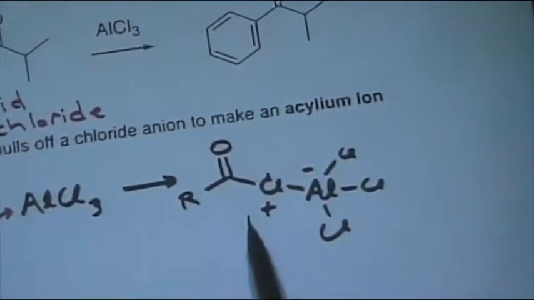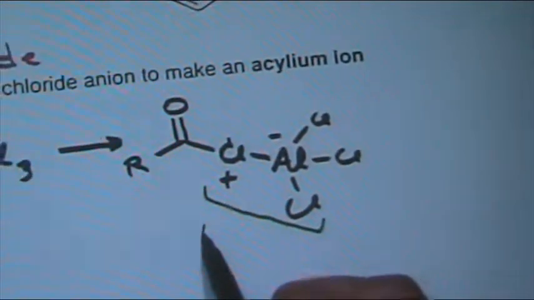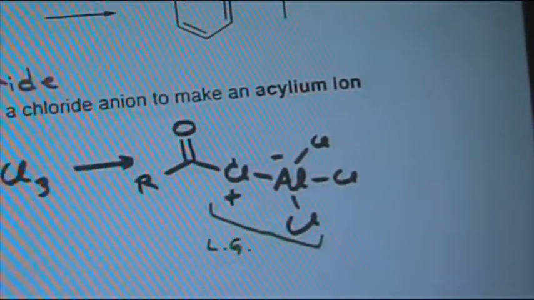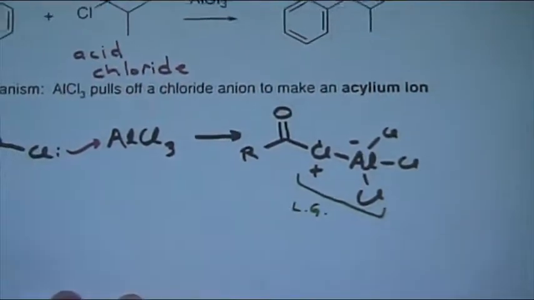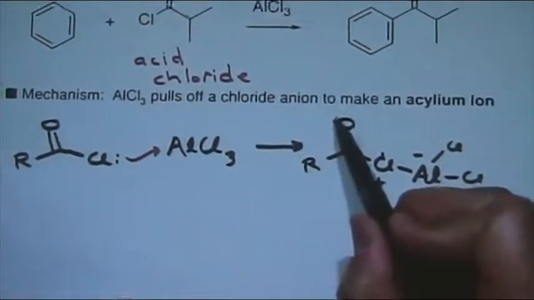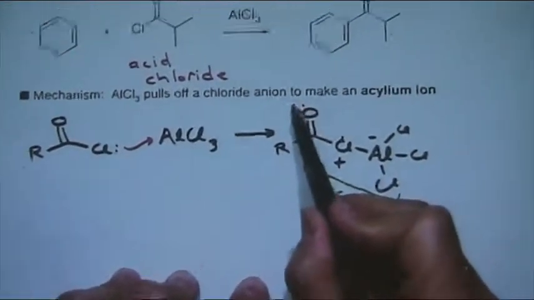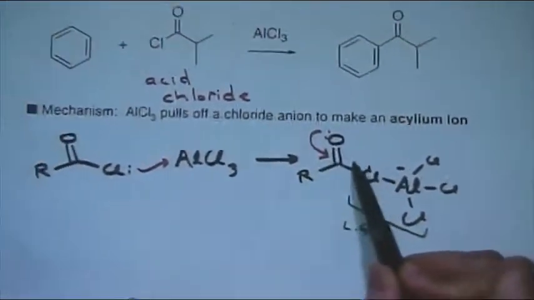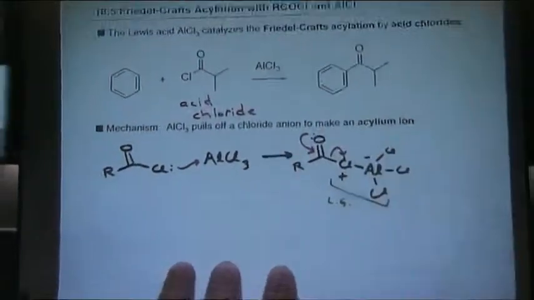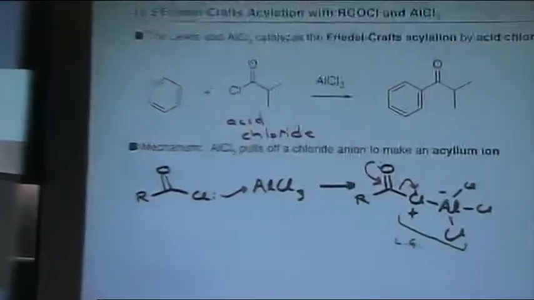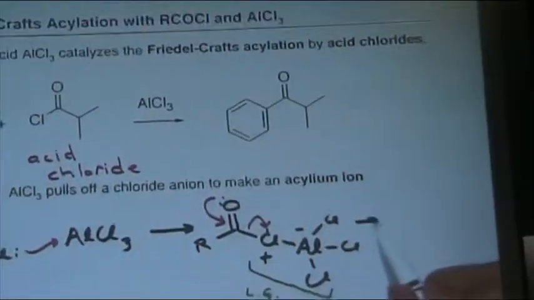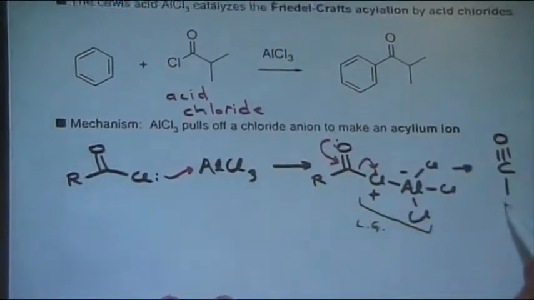See this whole thing here? That's a leaving group. And it is super powerful. And it is such a powerful leaving group that these lone pairs over here on oxygen can now bend over and push out this tetrachloroaluminate anion. And when we do that, we generate our key electrophile, an acylium ion. This is called an acylium ion.